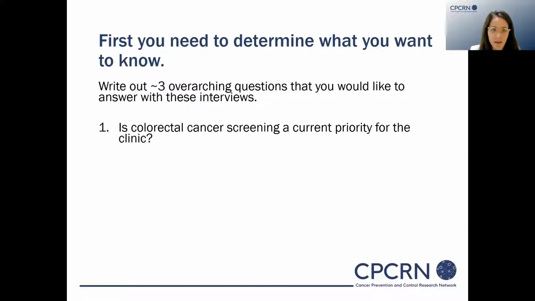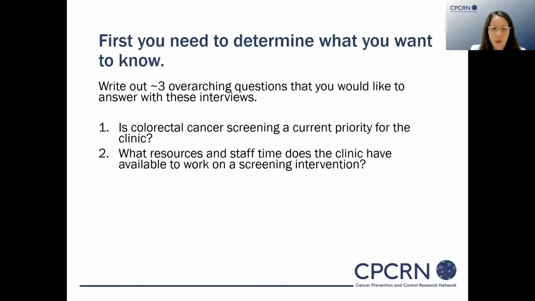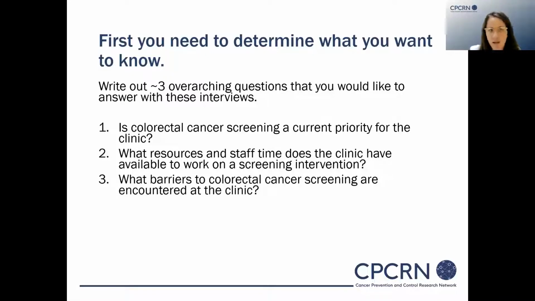One is colorectal cancer screening a priority for the clinic? What resources and staff time does the clinic have available to work on a screening intervention? And lastly, I'm curious what barriers to colorectal cancer screening are encountered at the clinic from the stakeholders' perspective. So these are the overarching questions I want to know.